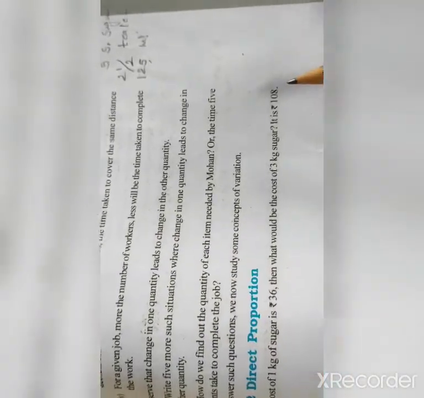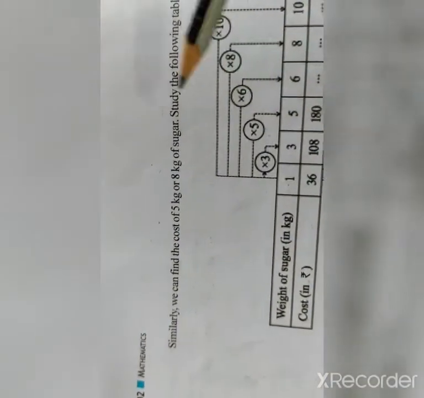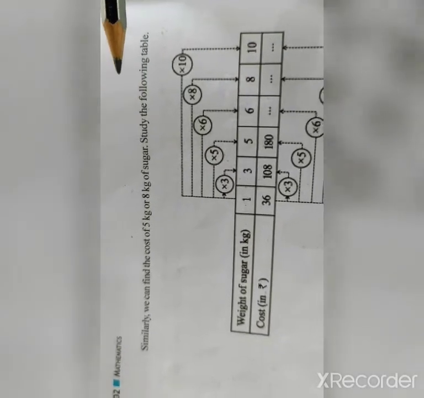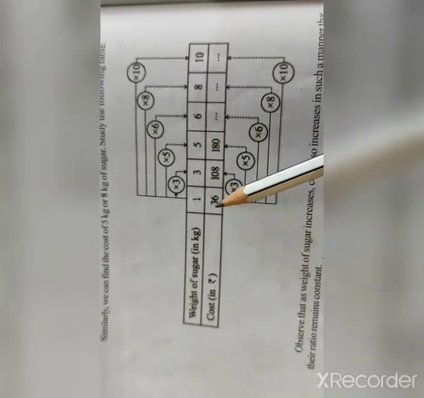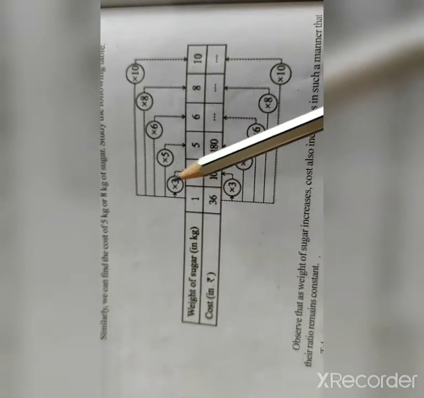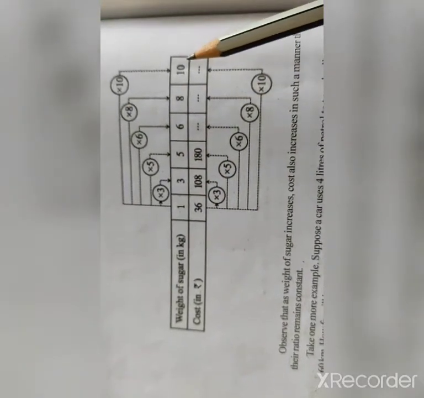So 3 6s are 18, carry over 1, 3 3s are 9, 9 and 1, 10. So it is rupees 108. Similarly, we can find the cost of 5 kg or 8 kg of sugar. Study the following table. See here, weight of sugar 1 kg, cost in rupees 36. So 3 kg of sugar, 5 kg of sugar: 36 multiplied by 3, 36 multiplied by 5. So you will fill the table.